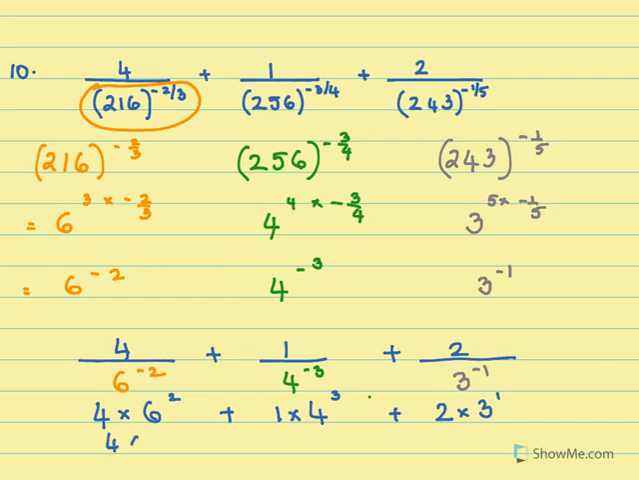This value will be 4 into 36. This is 64 plus 6. So here I have 144 plus 64 plus 6. And the answer for this is 214.